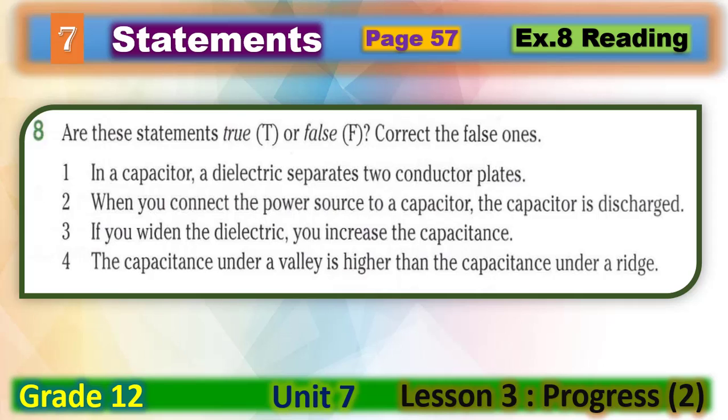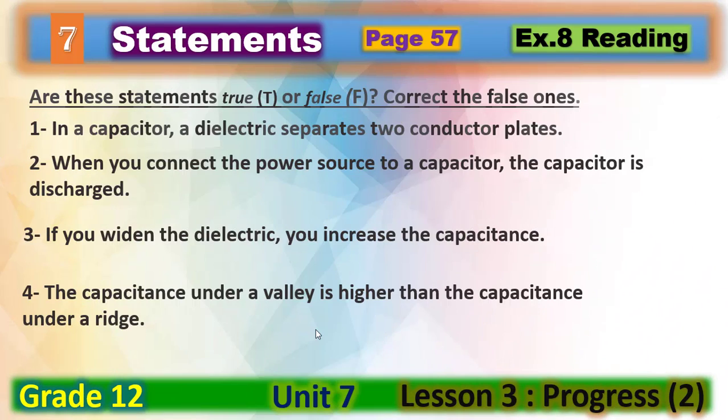Now let's check your answers. Let's read the first sentence together. In a capacitor, a dielectric separates two conductor plates. Is the sentence true or false? Right. The sentence is true. Number 2, when you connect the power source to a capacitor, the capacitor is discharged. What do you think? It's false. What is the right answer? The right answer is the battery charges it up.